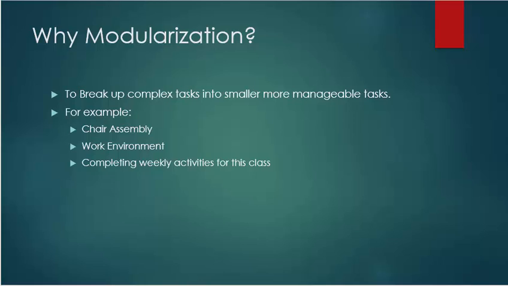For example, if you have to do a chair assembly or a table assembly or any kind of furniture assembly, you don't go for all the pieces at once. You rather divide up your task into smaller, more manageable tasks, and then you go about following directions, and the end result is a chair assembly.